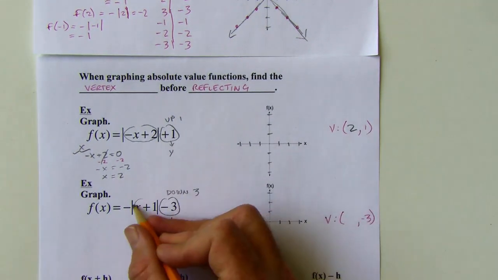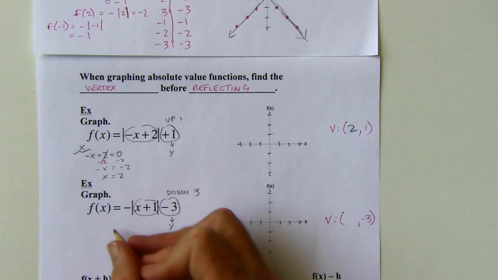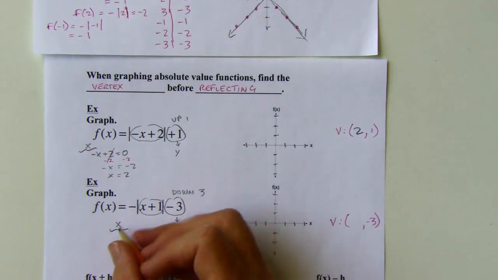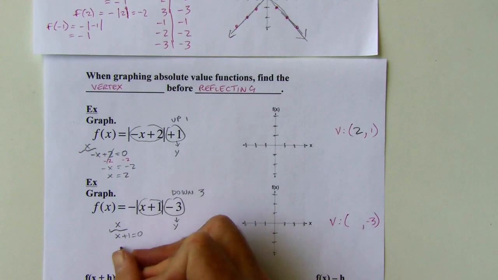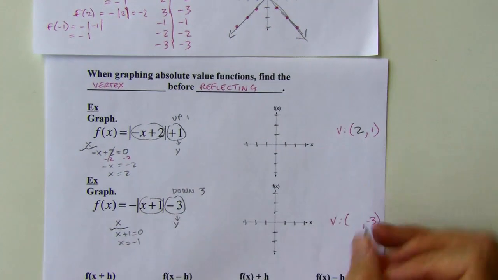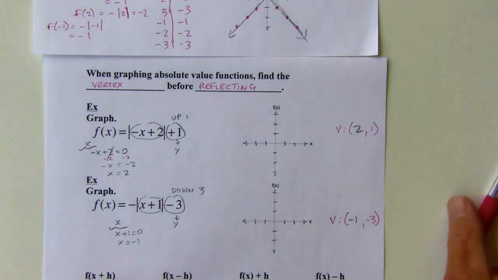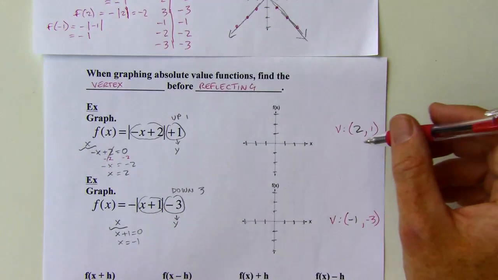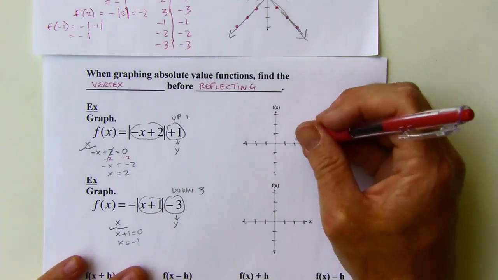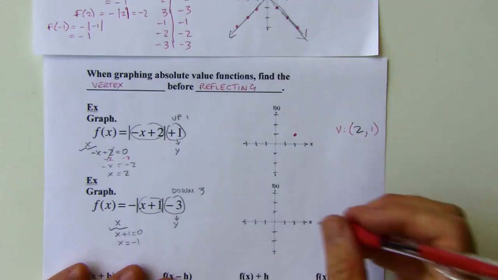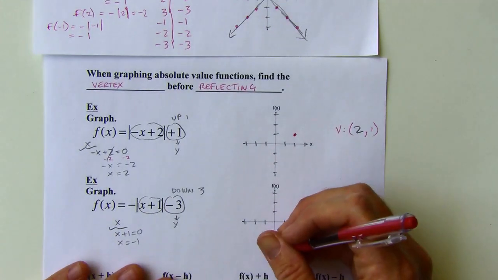And when I go to this one, I'm just taking the contents there to find the x-coordinate. That negative actually doesn't affect it. So I'm thinking, okay, x plus 1 equals 0, and that means x is -1. So here, my x-coordinate is -1. I'm going to put the vertex in place on both of these before I worry about the rest. This is 2, 1, and then this is -1, -3, okay?